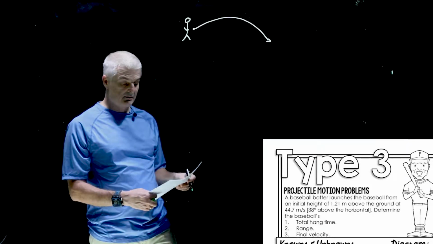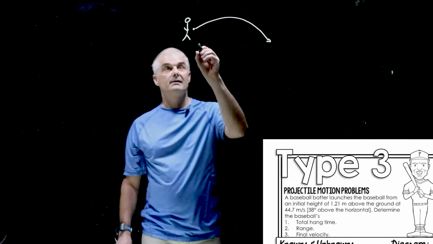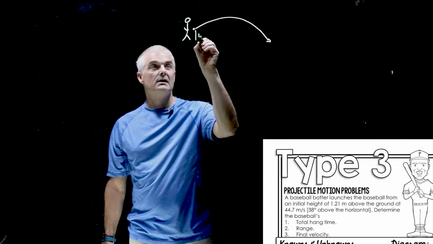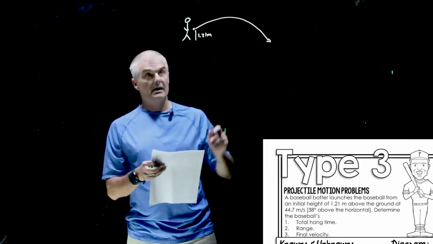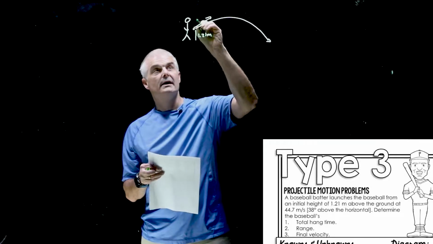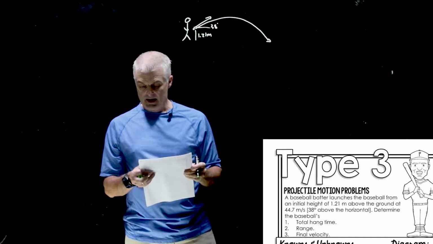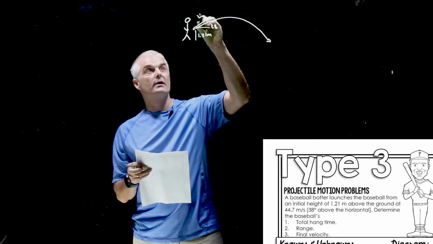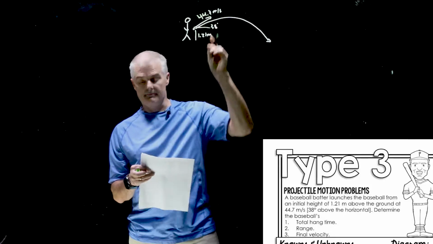So let's put some numbers in there. We've got a baseball player. He's launching a baseball at a height of 1.21 meters. His angle of trajectory is 38 degrees. And he hits it at, that's pretty fast, 44.7 meters per second.